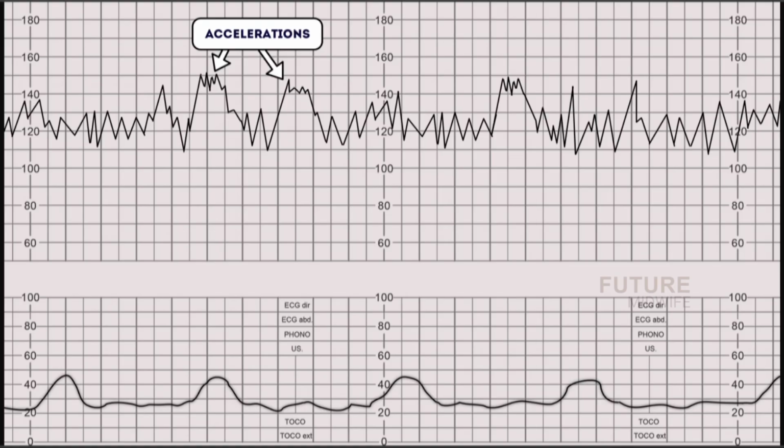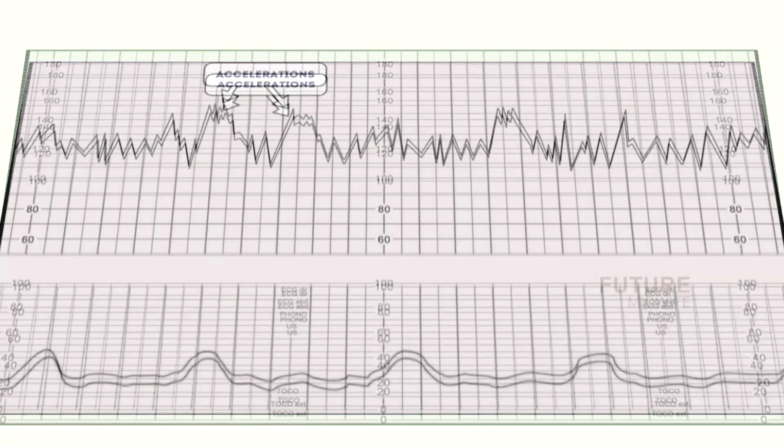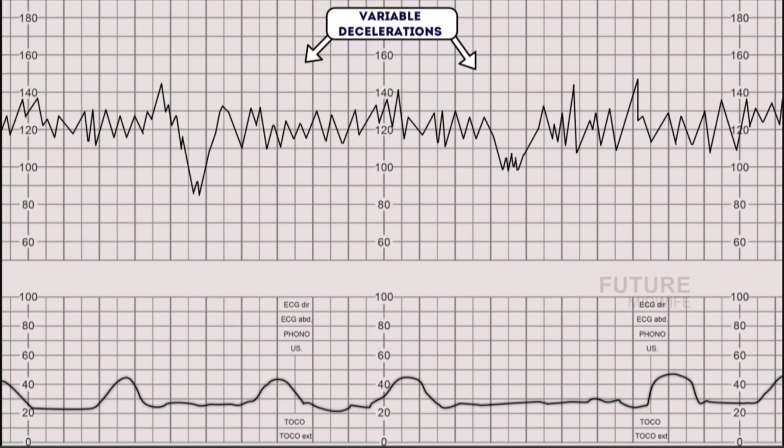Decelerations are an abrupt decrease in baseline heart rate of more than 15 beats per minute for more than 15 seconds. Next, we'll see variable deceleration. It will be observed as a rapid fall in baseline rate and a variable recovery phase. They are variable in their duration and may not have any relationship to uterine contraction. Most of these will be seen in case of amniotic fluid volume reduction.